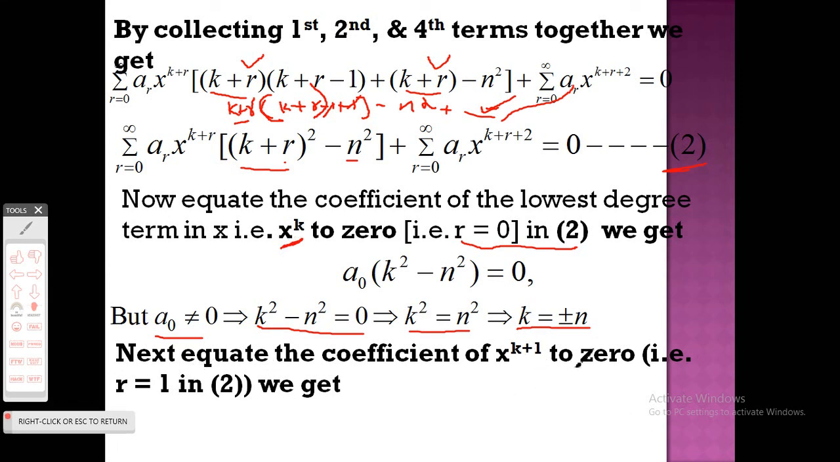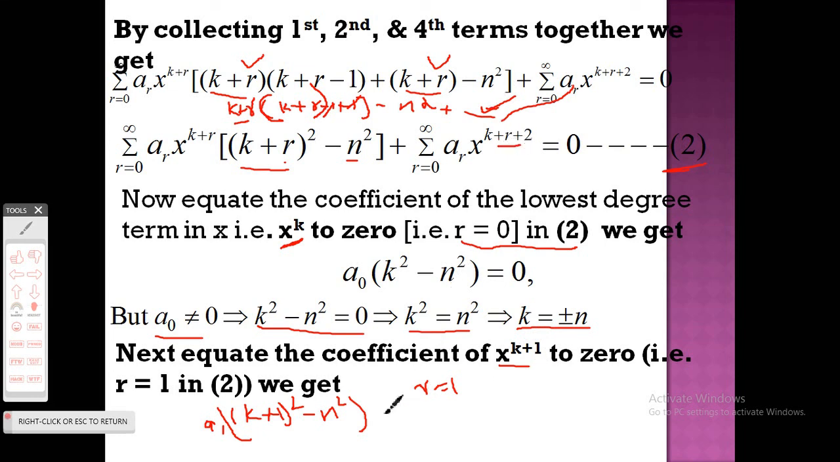Now, I will move to the next power of x, that is equating the coefficient of x to the power k plus 1 to 0. Here x to the power k to 0. Here the next power is x to the power k plus 1 to 0. So, to make this x to the power k plus 1, I have to go for r is equal to 1. Now, substituting r is equal to 1, we get this is a1 and this is x to the power k plus 1, whereas here this is k plus 1 whole square minus n square. So, this comes x to the power k plus 3. So, this is the coefficient of x to the power k plus 1.